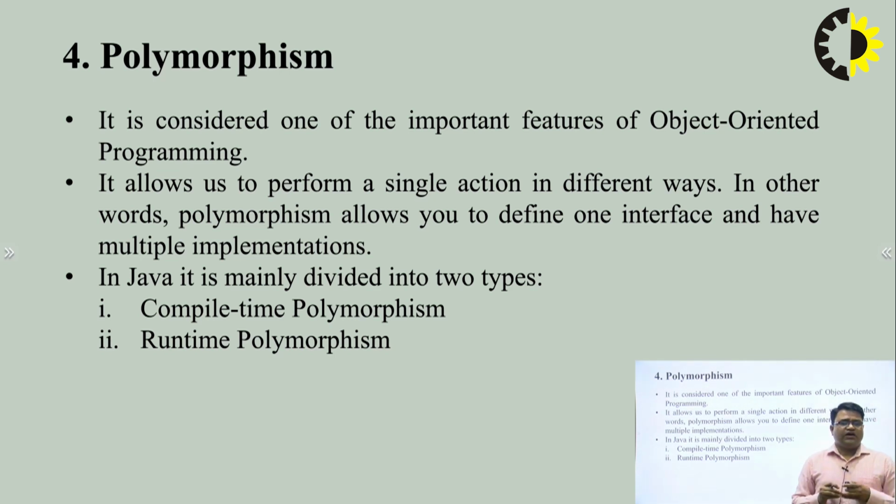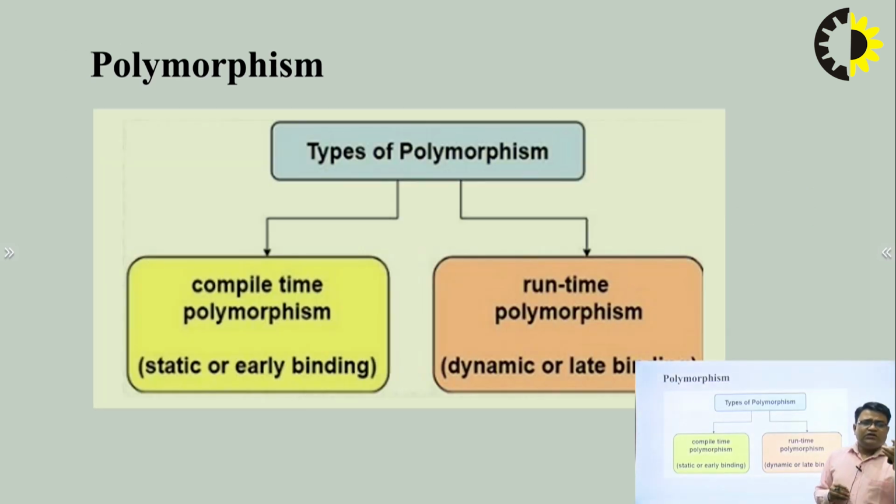Polymorphism can be divided into two parts: compile time polymorphism and runtime polymorphism. Compile time polymorphism is early binding, and we can say it is a compile time, static type of polymorphism. Runtime polymorphism is also called late binding, and this is runtime, dynamic polymorphism. Compile time is also called static or early binding, and runtime polymorphism is also called dynamic or late binding.